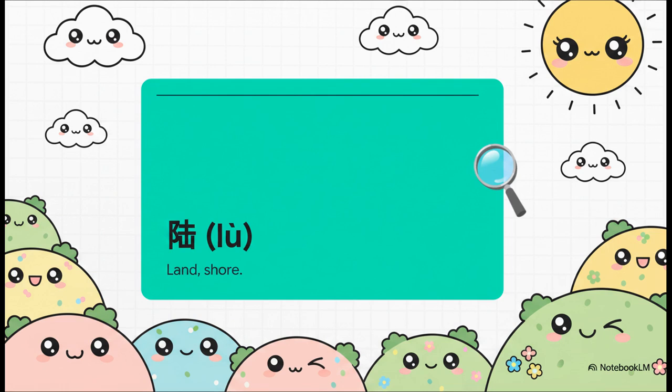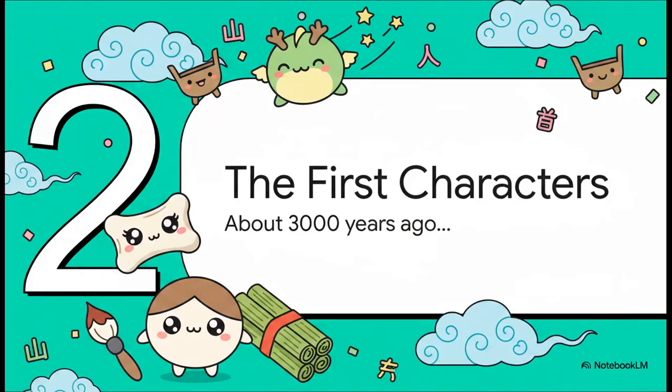It means land. Now, the key to remembering it is right there on the left side, that little symbol. It's called the mound radical. And doesn't it kind of look like a little hill, a piece of land? So whenever you see that part, just think solid ground. That's Lu, land.